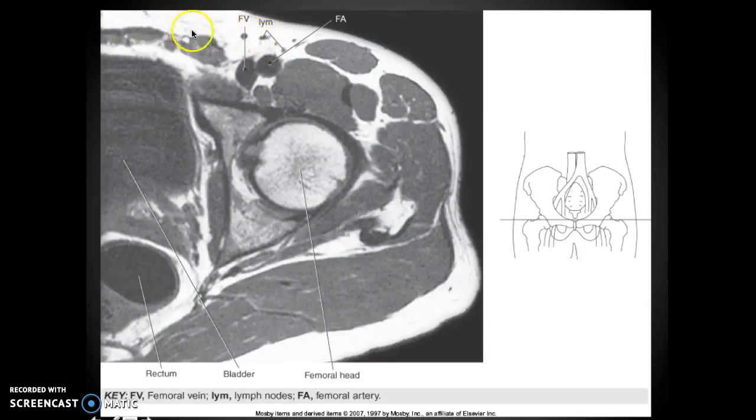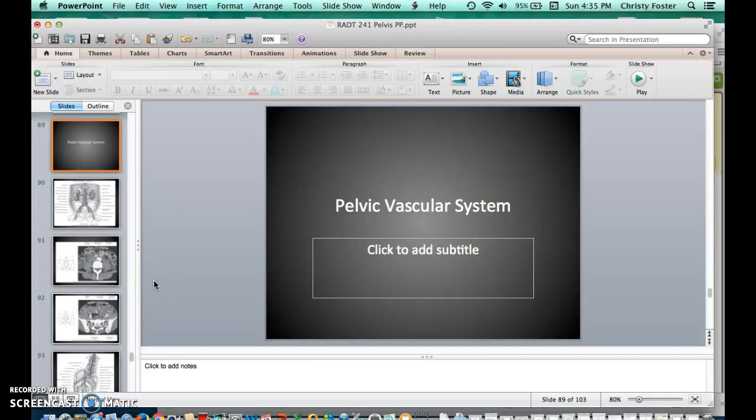So when we look at the fat above the rectus abdominis muscle by the umbilicus, if there's enlarged lymph nodes by the umbilicus in the fat by the rectus abdominis, I'm concerned about gastric cancer. So we look for gastric cancer in that fat. So as you see here, we have your femoral head and your bladder with your rectum.